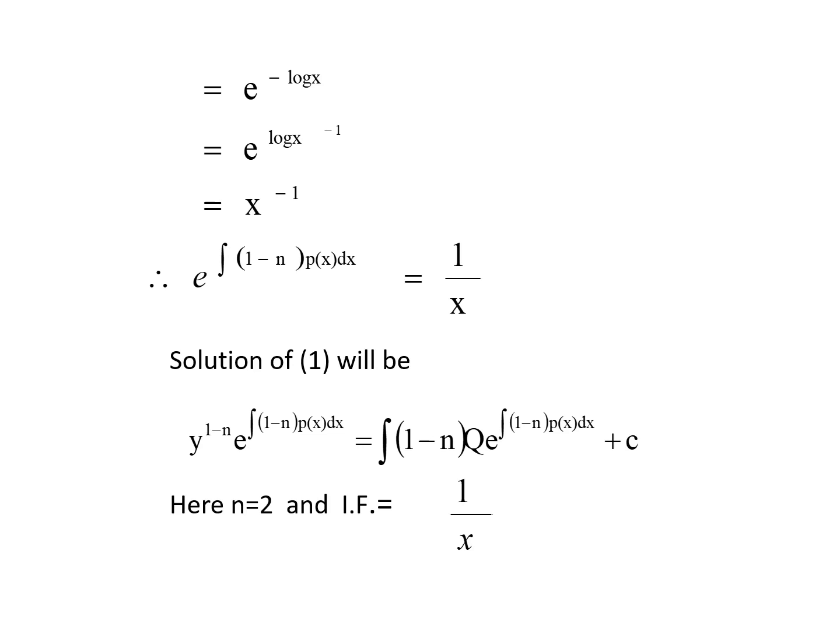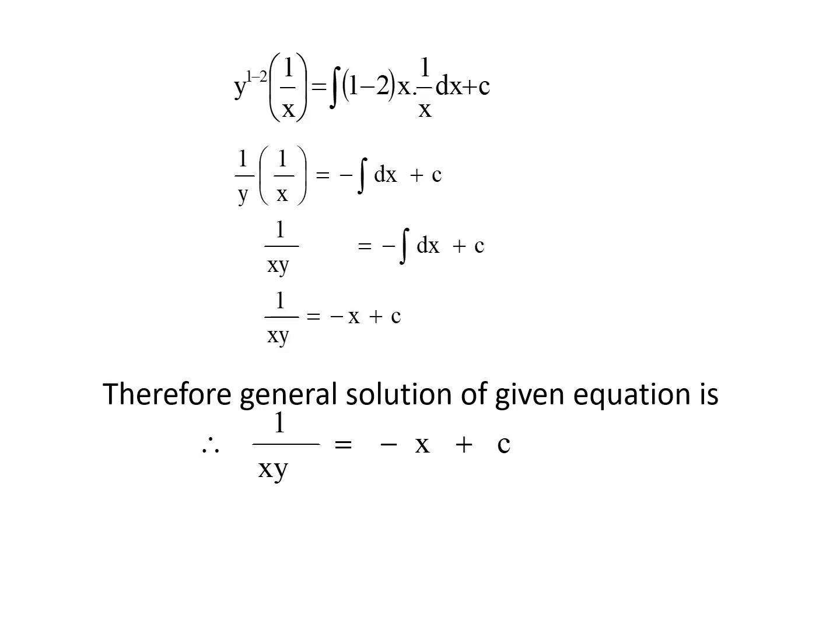Before substituting values in the general solution, we already know the values of n and the integrating factor. Here n value is 2, and just now we got the integrating factor value is 1 by x. After substituting the integrating factor and n value in the previous slide, we got y to the power of 1 minus 2 into 1 by x is equal to integral 1 minus 2 into x into the integrating factor 1 by x into dx plus c. Move on to the next line.